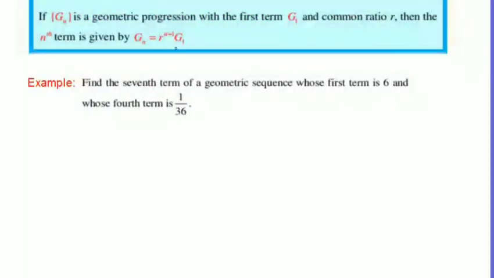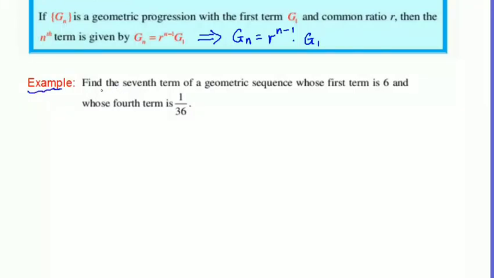So here, this theorem tells us about the formula for the nth term that I have shown you before. The nth term for a geometric sequence is given by Gn equals r to the power of n minus 1 times the first term. Based on this formula, we will see some problems here.